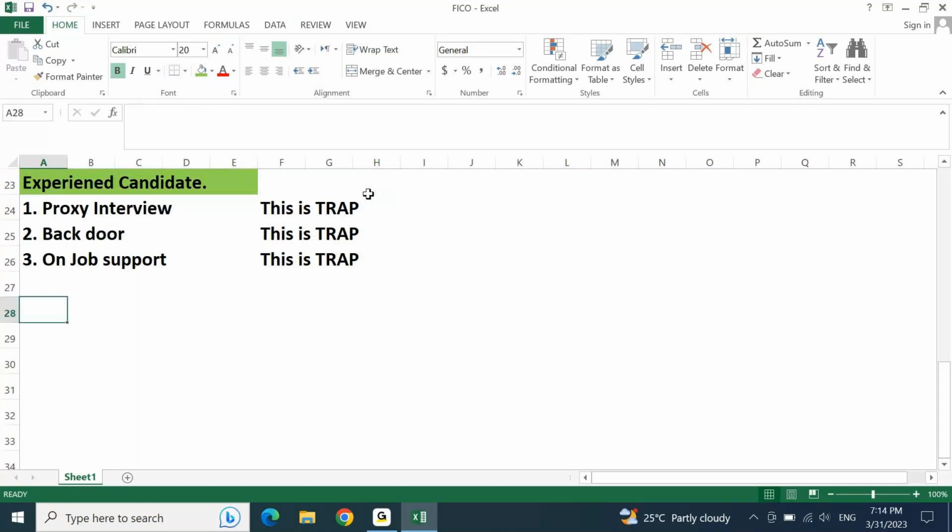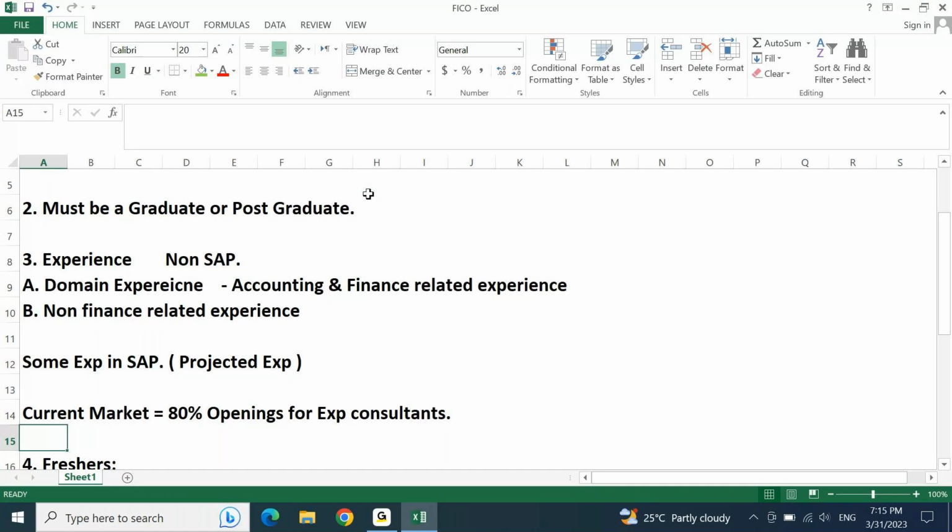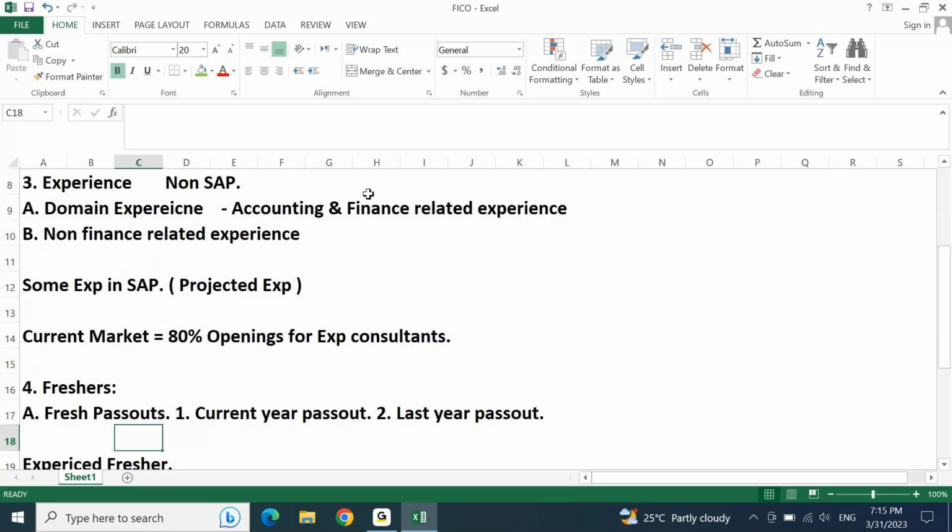Now, after seeing all this, we have seen basic accounting. I hope everybody is clear with basic accounting. What is debit? What is credit? Basic accounting entries, financial statements like trial balance, P&L, balance sheet. Agree? Everybody is at least having some basic understanding. Yes, sir. Now, is everybody a graduate or postgraduate? Yes, sir. Now, everybody has some experience, whether related to SAP or non-SAP. Yes, sir.